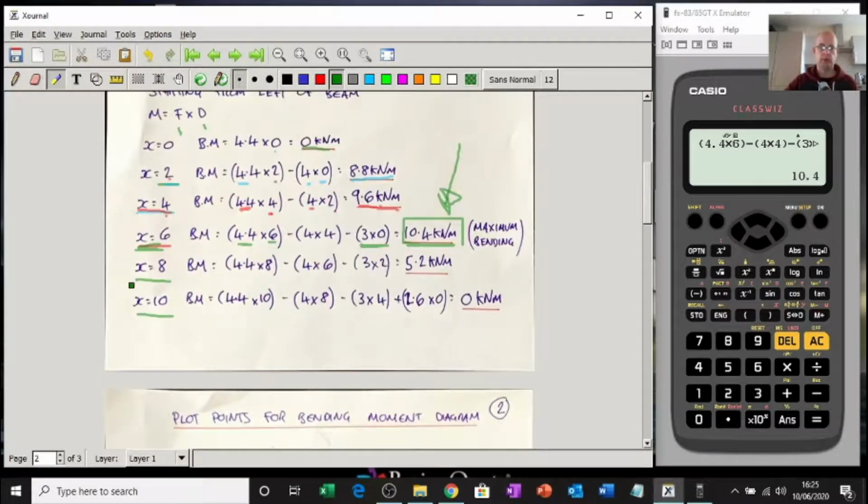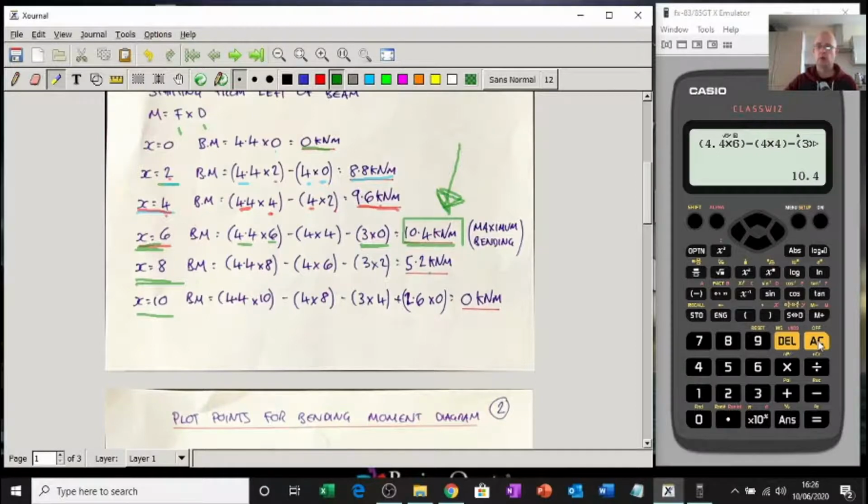So I'm 8 meters away from the 4.4. I'm 6 meters away from the 4 kilonewtons, and I'm 2 meters away from the 3 kilonewtons. Don't forget it is kilo. So once you get things going, you can just go up by 2s or 1s or whatever you want to do. Obviously, if you went up in 1 meters, you get more points and the graph is a bit more accurate. But really, this is the point we're after. So once you've got the main point, that's all that matters really.